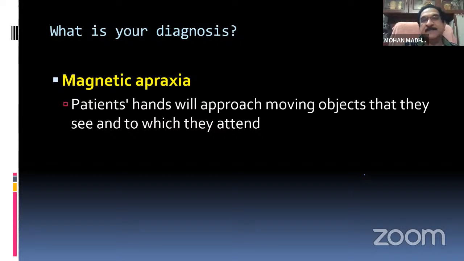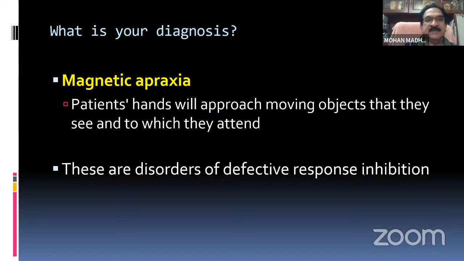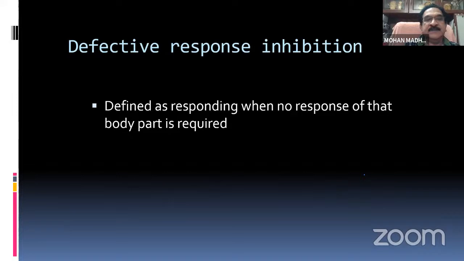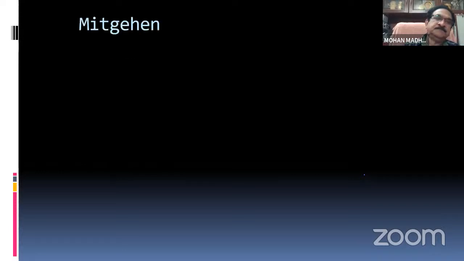Here the patients will approach moving objects that they see and to which they attend. These are disorders of defective response inhibition, that is, inability to withhold a response to a sensory stimulus. Defective response inhibition is defined as responding when no response of that body part is required. It can be seen in the eyes and limbs.